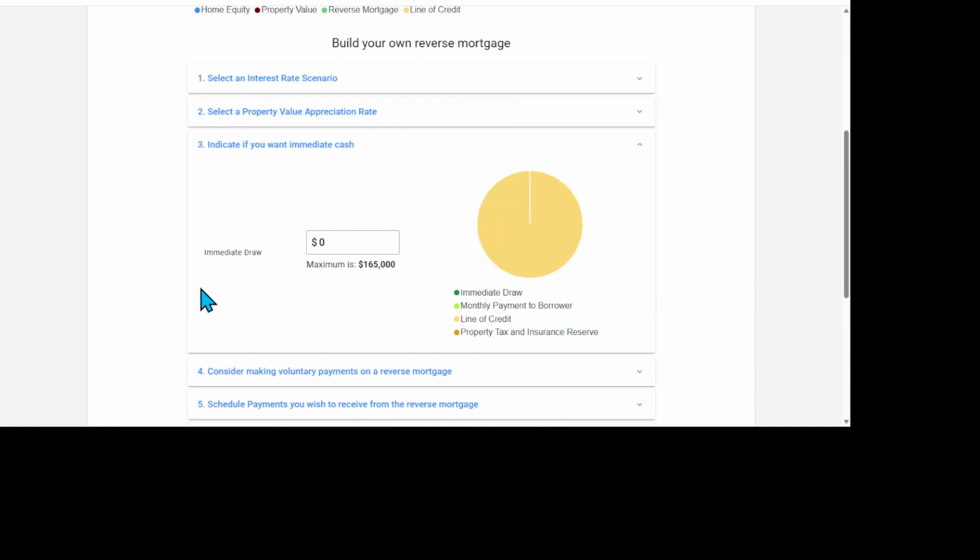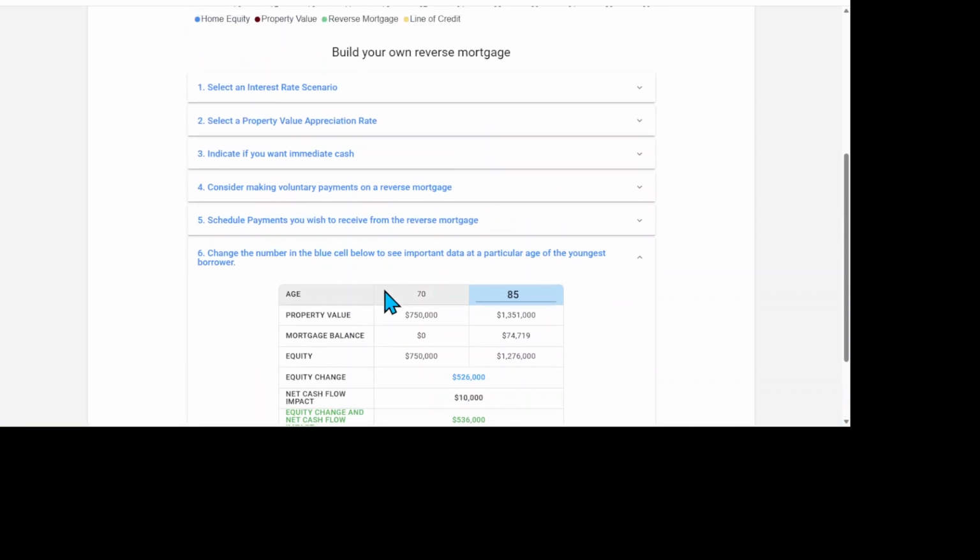Let's say you want some immediate cash. In this particular example, the most you could get during the first year is $165,000. Let's say you've got $10,000 left on that car loan and you want to pay it off. So you'll draw $10,000 at closing. So instead of $291 in your initial line of credit, you'd then have $281 in your initial line of credit because you took $10,000 out. So we're going to go back down here and we're going to see that there's now a $10,000 cash flow impact. You've received $10,000. So that's a benefit for you from a cash flow standpoint.